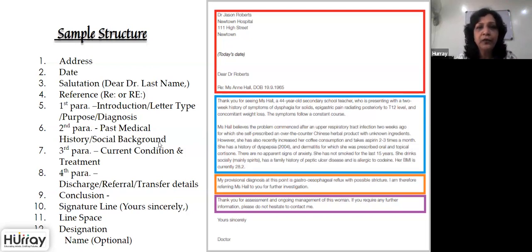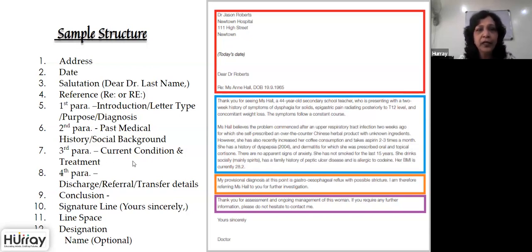And social background would include the marital status of the person, maybe some habits which he or she has, maybe smoking tobacco or drinking alcohol, or it could be their job, their career, what they work as, whether they have children or whom they live with. All these would come under the social background. Then a line space has to be left.